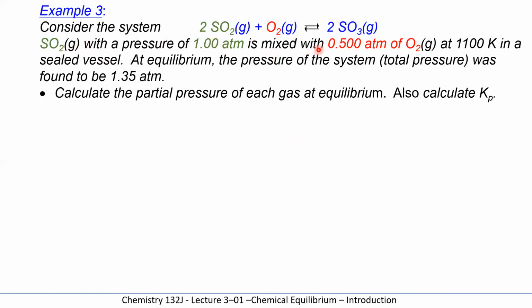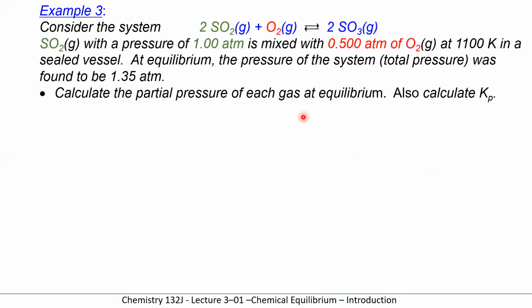We mix it with oxygen gas at a pressure of 0.5 atmospheres, at a temperature of 1100 K, and put it in a sealed container. Now at equilibrium, the total pressure was found to be 1.35 atmospheres. So a little bit more of a challenge here.